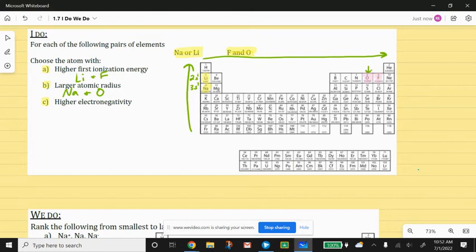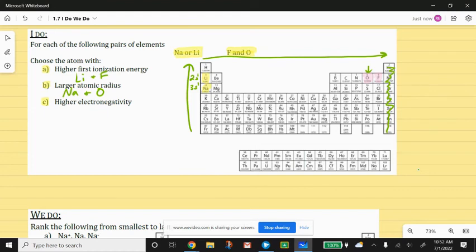The only difference is we really don't have any appreciable values for electronegativity for noble gases. So unlike ionization energy, where noble gases have the highest ionization energy within that period, we really don't have values for noble gases. Not a big deal because we're not dealing with any noble gases here.